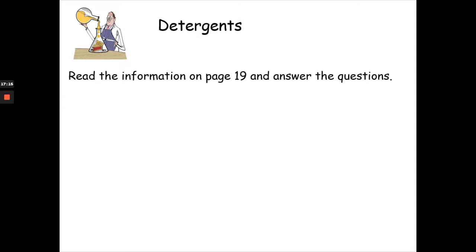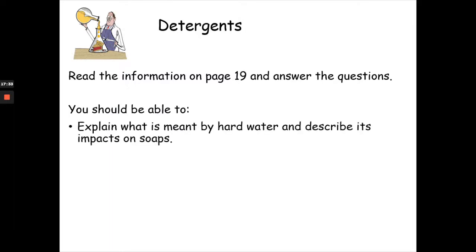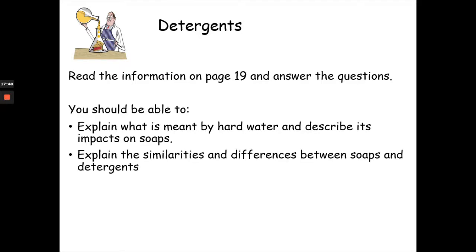So the last part of this section is about detergents. Detergents are very similar to soaps, and rather than me talking about them, I've taken a little article that I found online and copied it into your notes. So what I'd like you to do is read the information on page 19 and answer the questions. What you want to focus on is being able to explain what is meant by hard water and describing its impacts on soap. And make sure you know some of the similarities and differences between soaps and detergents, especially in relation to hard water.